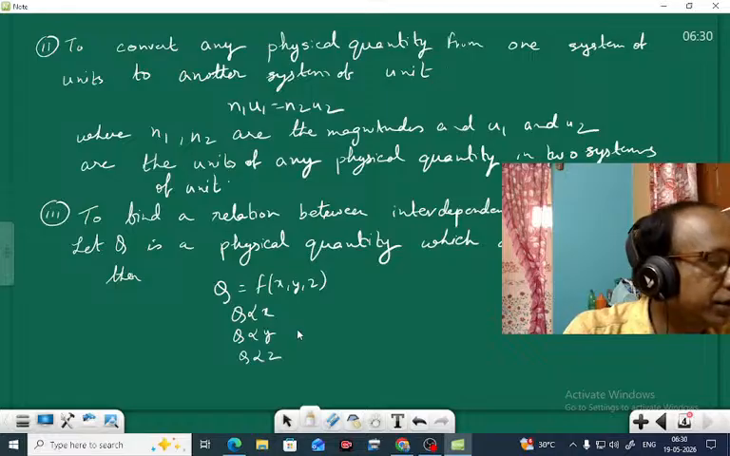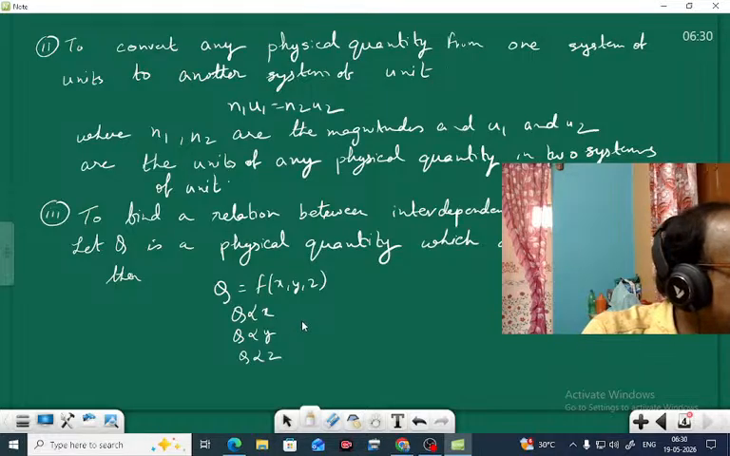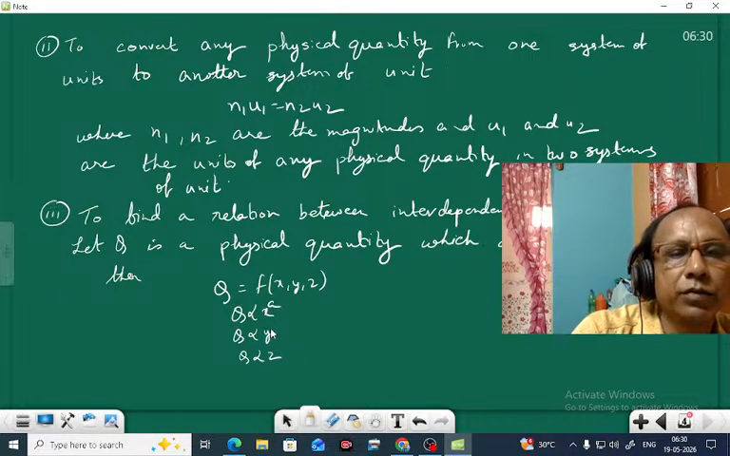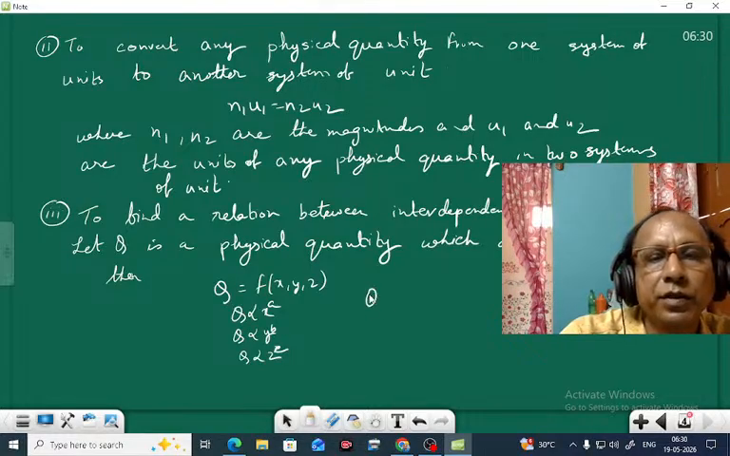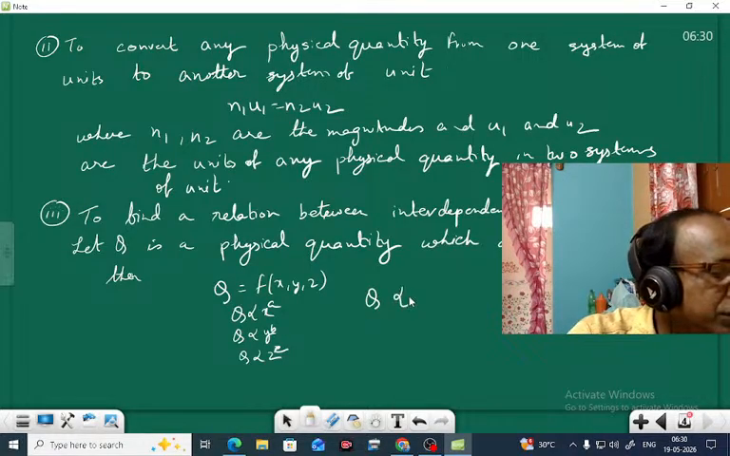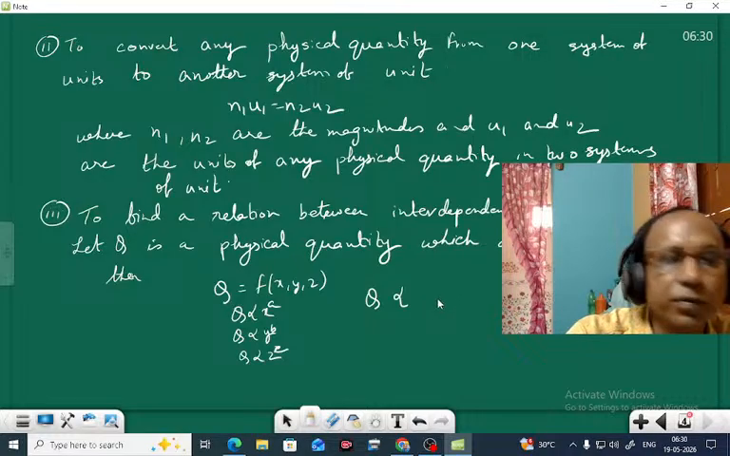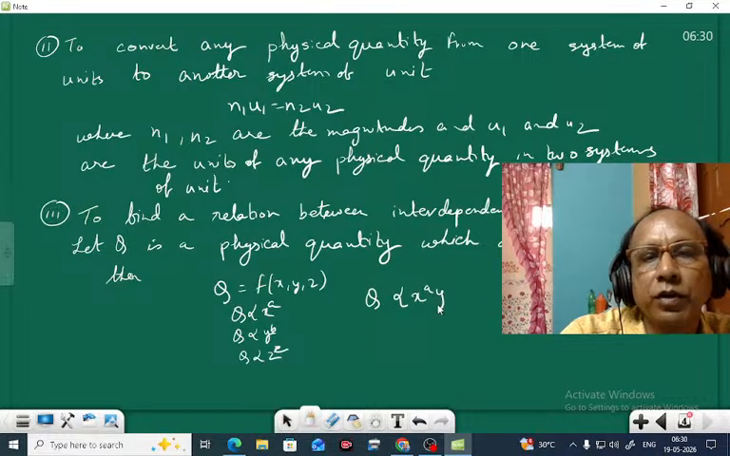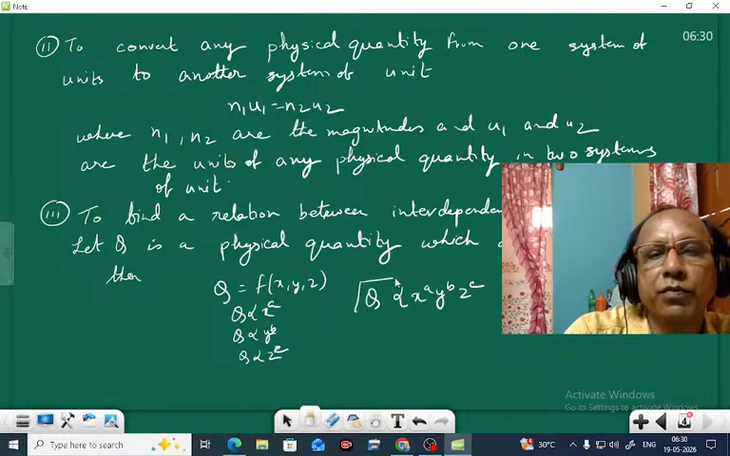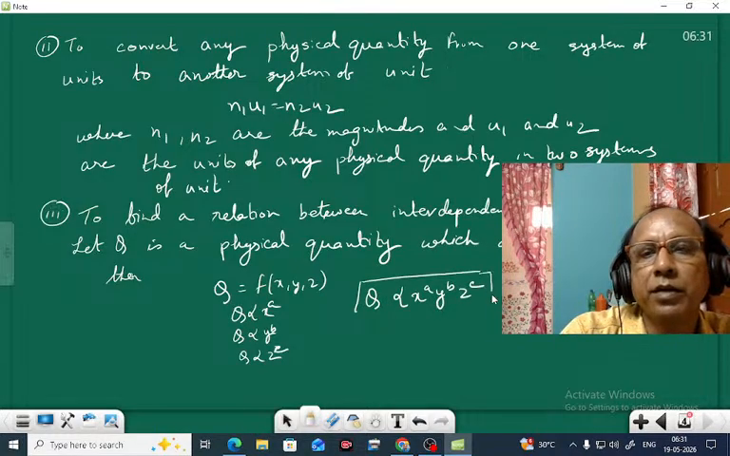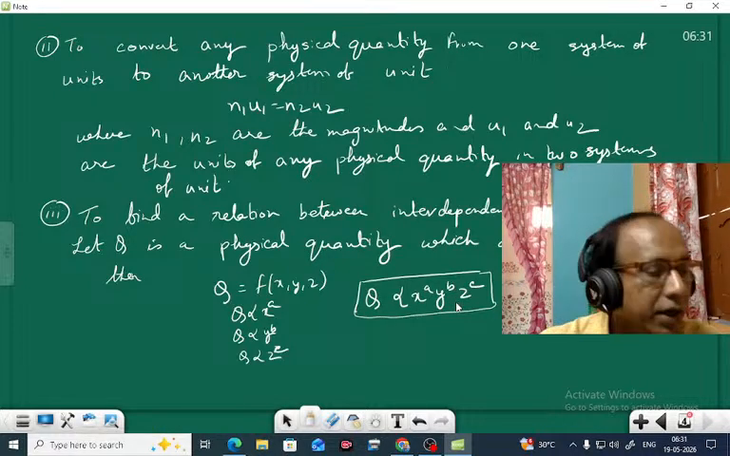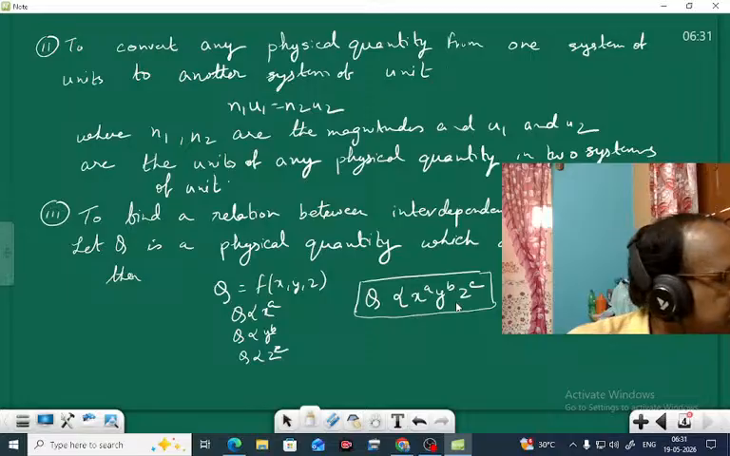So if we combine all the three, then Q is directly proportional to x to the power a, y to the power b, z to the power c. This formula can be applied to find the relation between the different physical quantities. And you can find the powers and you will find the formula also. In this way we find all the things, right?